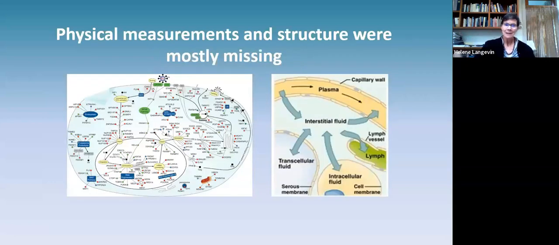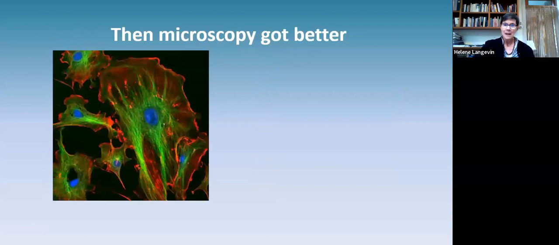This was a very abstract view of things that was really lacking in real structure and physicality. But then microscopy got better. Around 1990 or so, confocal microscopy allowed imaging of cells in whole tissue without sectioning it. And that was a revelation.